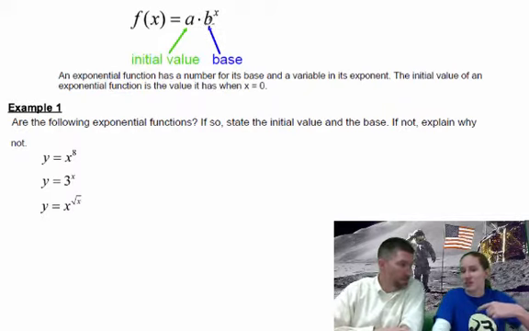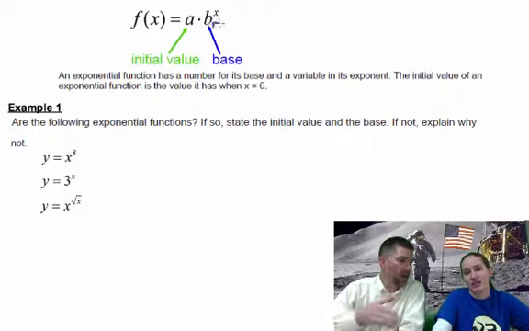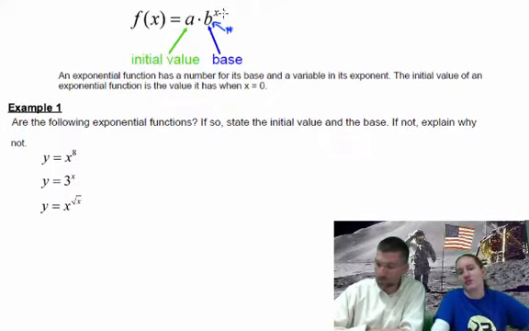There is actually one other thing that has to be true. The base has to be a number. We don't want to have x to the x power. That doesn't work. That's awkward. And there has to be a variable in the exponent.